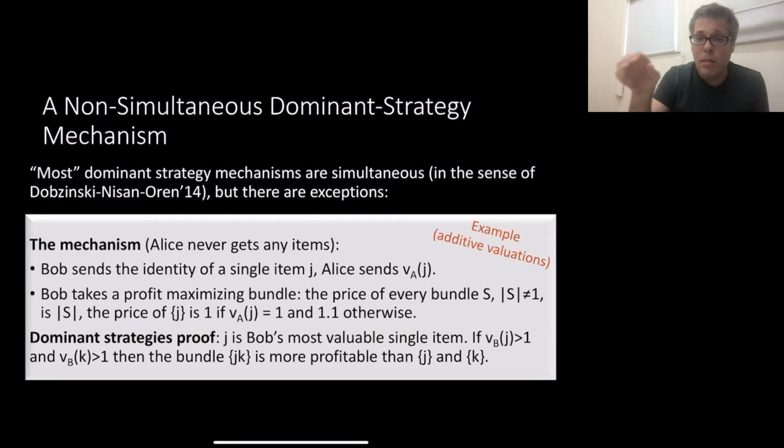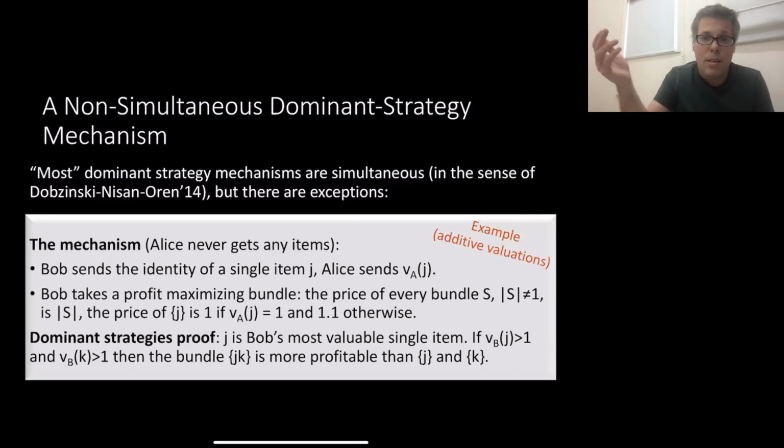Now, what happens if Bob has 2 items with value above 1? In that case, suppose that these items are J and K. Bob might think, do I want to send item J or do I want to send item K? Maybe one of them has a price of 1, the other one has a price of 1.1. That might change my decision. But the point is that if Bob has 2 items with value above 1, then the bundle that consists of both of them together is more profitable than every single item alone, right?